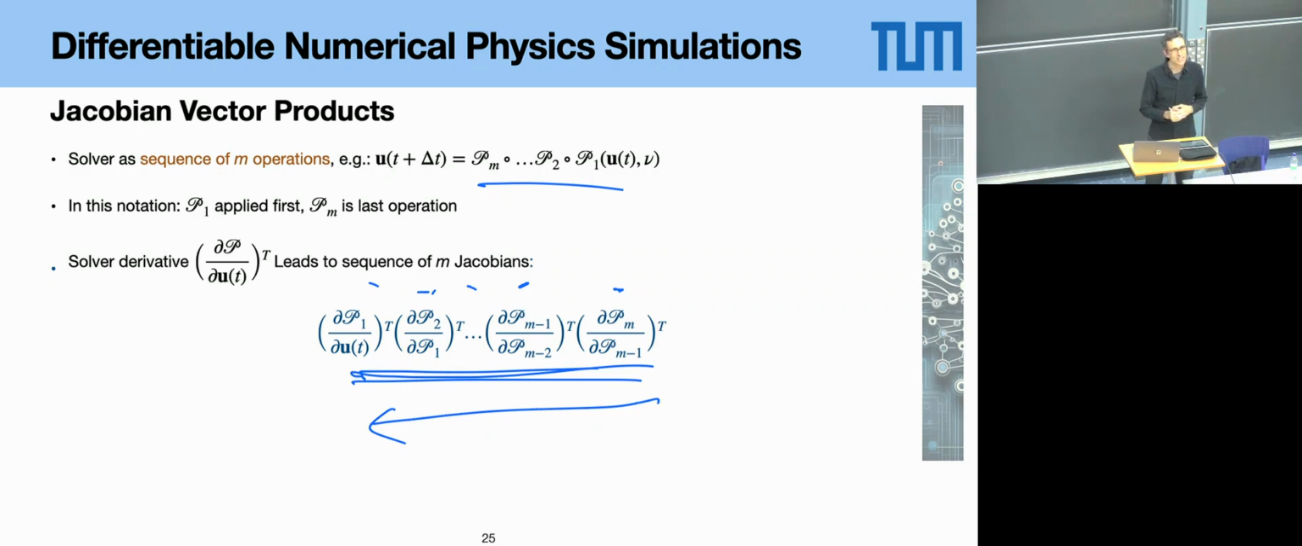This sequence really is one of the key steps for making simulators differentiable and for putting them into deep learning frameworks. Are there questions about this part? Is that clear, the main idea here? So we have derivatives for each of these operations.